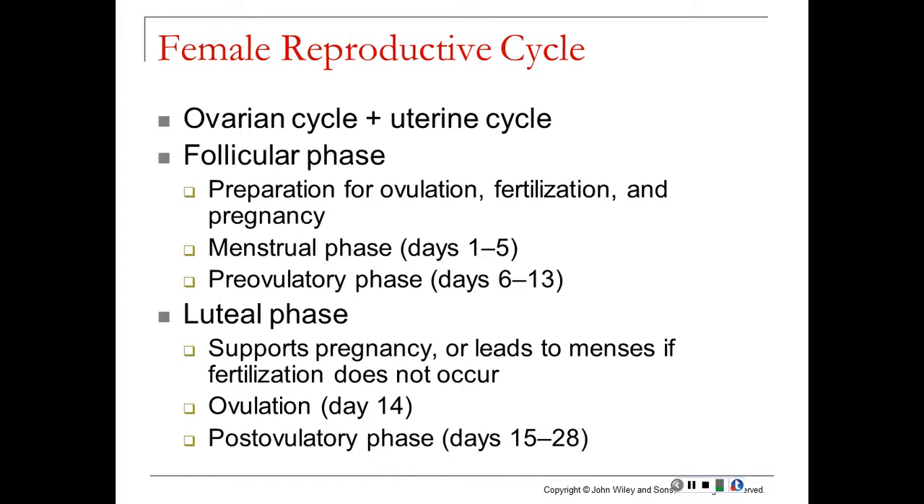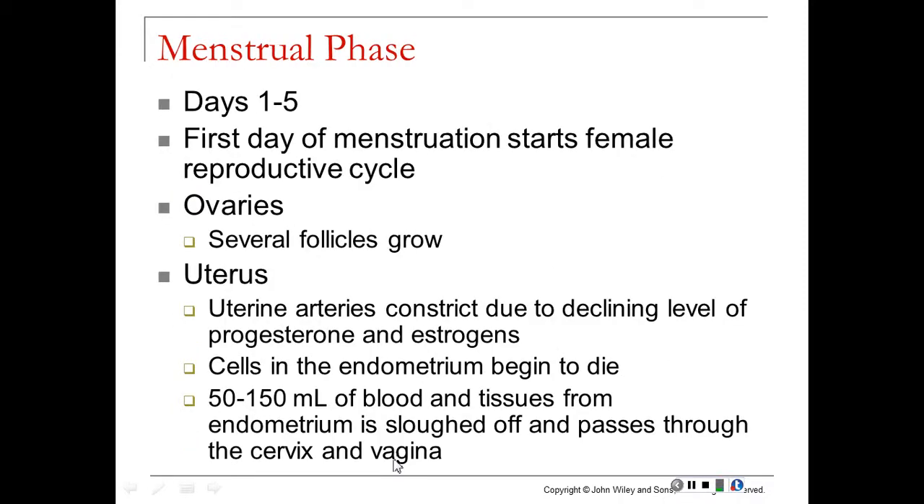Then your body goes through the luteal phase. The luteal phase is the phase where your body's trying to support a pregnancy or leads to menses if fertilization didn't occur. So ovulation is the first day of your luteal phase. Luteal referring to the corpus luteum, which was left over after ovulation occurred. And then you get that post-ovulatory phase, which is days 15 to 28 until you menstruate again, where that uterine lining is building and building and building, preparing for that fertilized egg to appear in the uterus. If it doesn't, then you go into the menstrual phase, and then the pre-ovulatory phase, and then ovulation, and post-ovulatory phase.